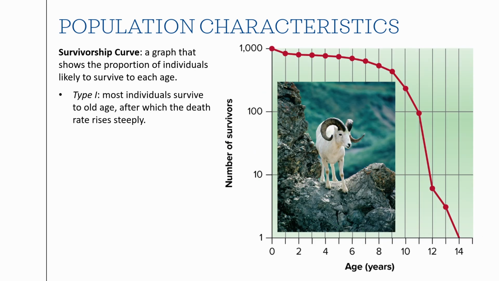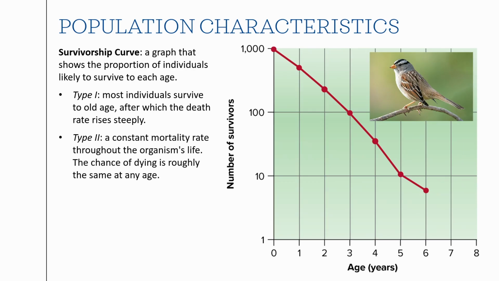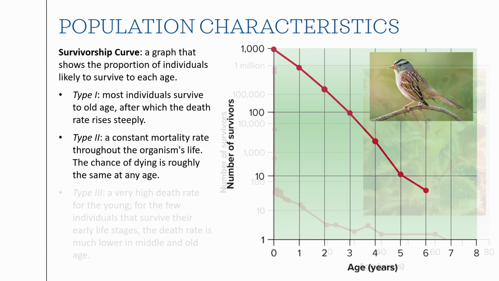Let's look at some specific examples. Again, type 1, individuals are likely to survive to an old age. So this ram population that we can see here, you can see that the survivorship is quite high until they reach a certain age, and then mortality kind of kicks in. In type 2, we can see this bird population. Whether they're an egg or a chick or an adult bird, it doesn't really matter. That doesn't seem to influence the mortality rate or the survivability. It's pretty much uniform throughout their entire life course.